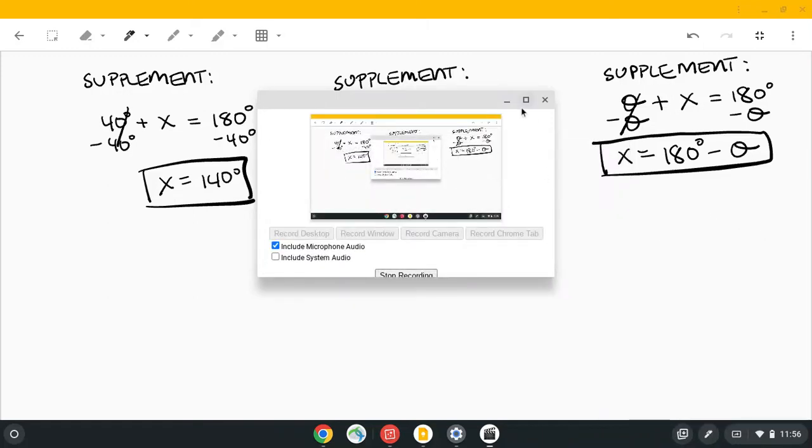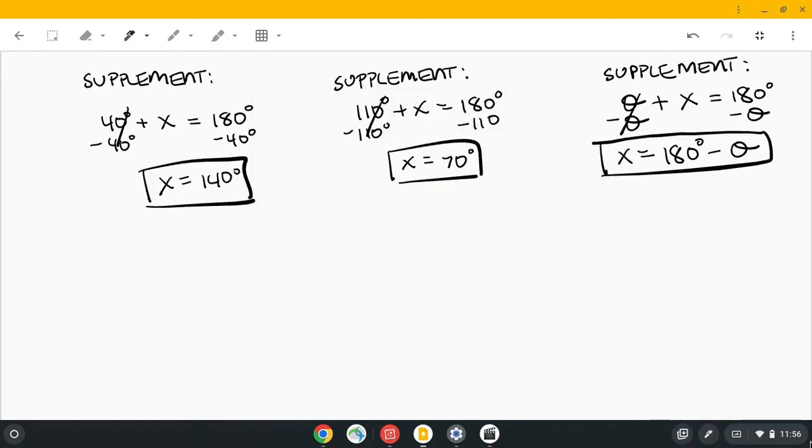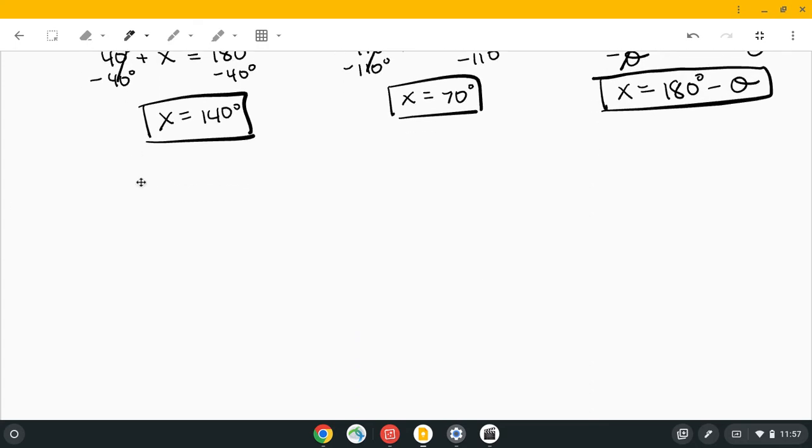Right, welcome to part 2 of the 1.1 video. In that first video, we stopped at complement and supplement. Now we are going to cover the third part, which is special triangles. So let's continue with triangles.